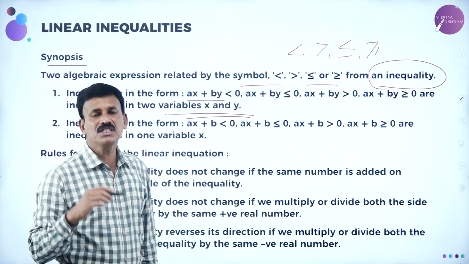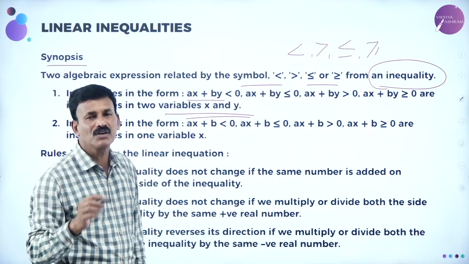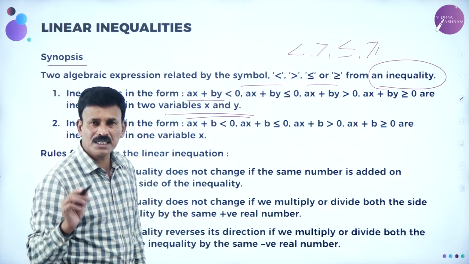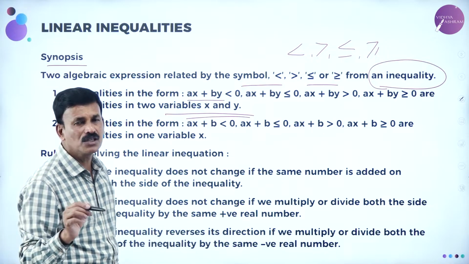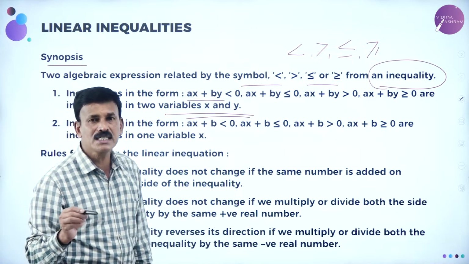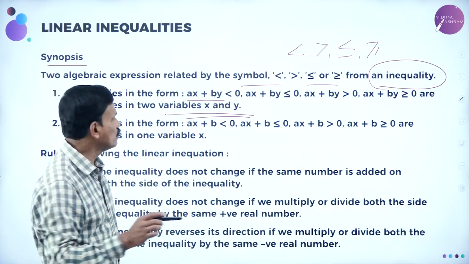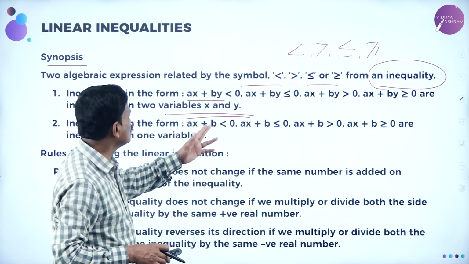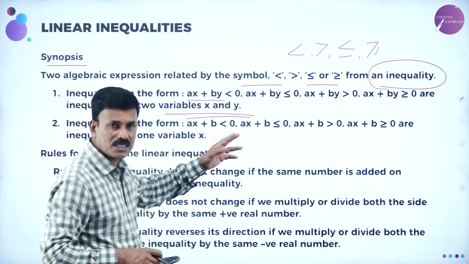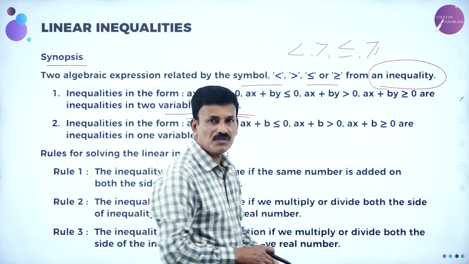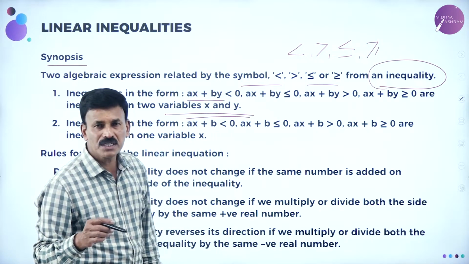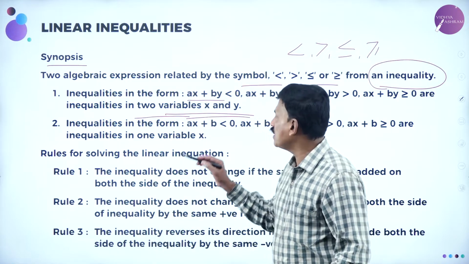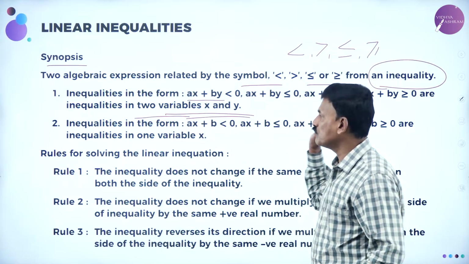So an expression involving two variables x and y, with the symbols less than, greater than, less than or equal to, greater than or equal to, will form a linear inequality in two variables. So inequalities in the form ax plus by less than 0, ax plus by less than or equal to 0, ax plus by greater than 0, or ax plus by greater than or equal to 0 are all linear inequalities in two variables x and y.